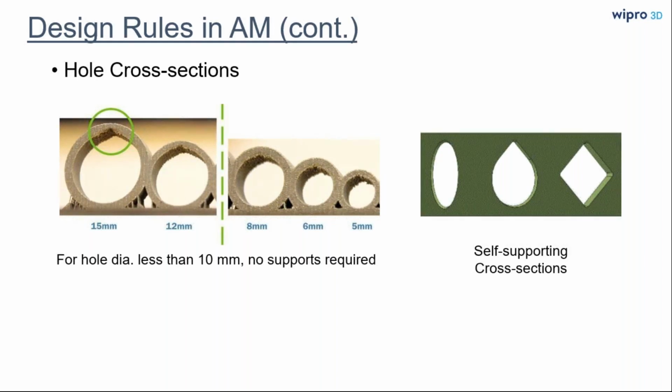So in case we want to avoid the sinking effect at the top, as you can see in the image there, we would require to add supports, which again would need to be removed later on. But instead of that, we can try to work with this ellipse or teardrop or diamond shaped geometries to have no supports at all. And as I mentioned in the earlier slide, no supports would mean lower cost and a faster processing time for the part.